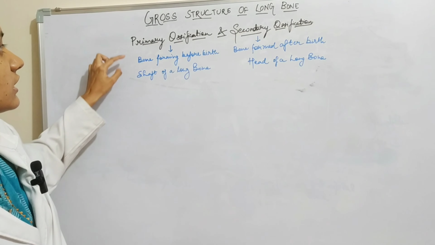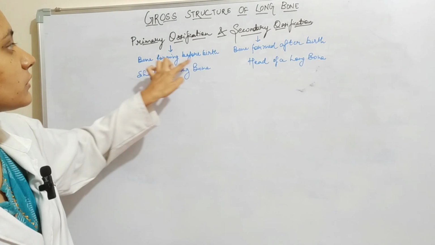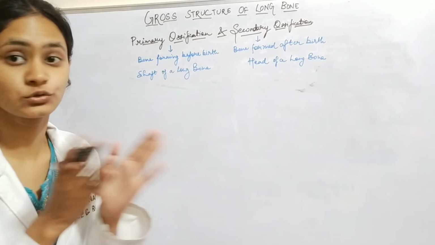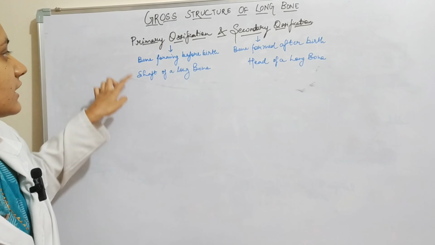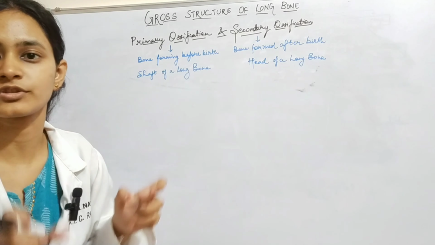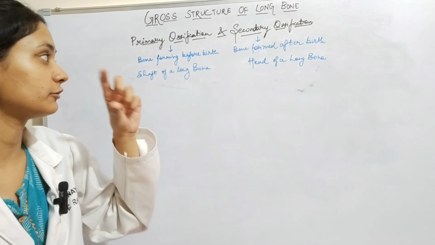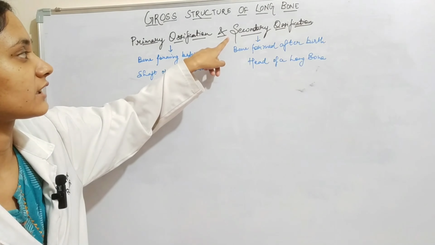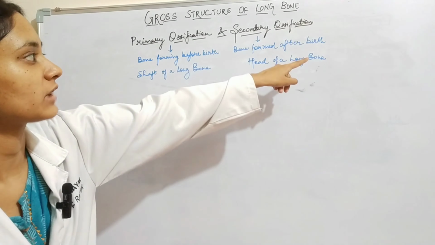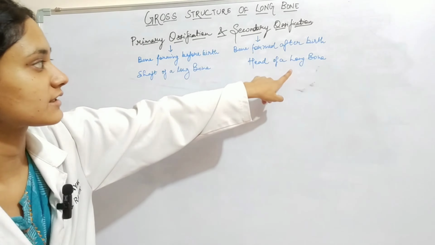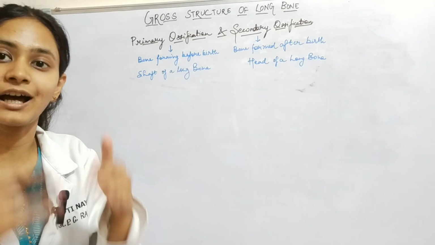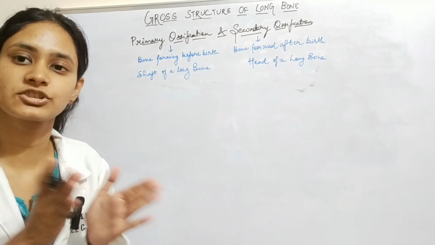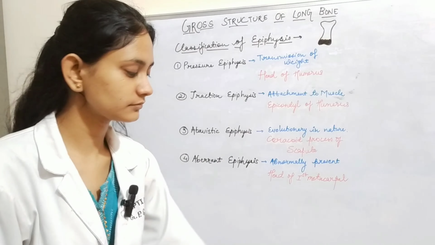Primary ossification is the bone which is formed before birth. That is, if we look at a newborn child's x-ray, you will see that there is a shaft of all the bones formed, but there is no formation of head, that is, the epiphysis region is not yet formed. Whereas secondary ossification is bone that is formed after birth, that is the epiphysis region of a long bone that is formed after birth and not before birth. So before birth only the shaft region is formed.